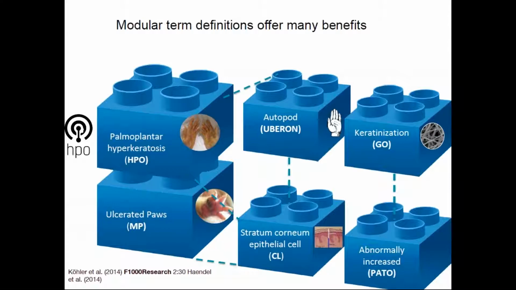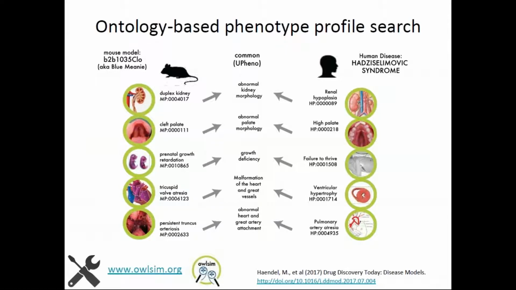And this gives you a way of inferring that these two terms, even though they are phenotypes in different species, have some kind of connections to one another. And we've used this to implement fuzzy phenotype profile searching methods. The basic idea here is if I'm interested in a particular human disease, like Hatzilevich syndrome, and you have a list of phenotypes for that disease that are described using terms from the human phenotype ontology, possibly with frequency information as well, you can do a search across different model organism databases, and you can find matching phenotypes.